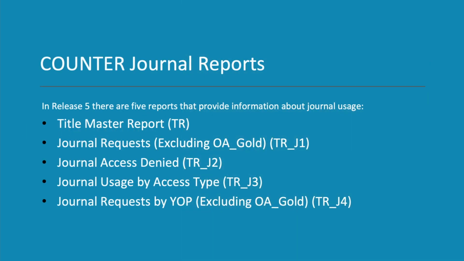Release 5 includes 5 reports that provide information about journal usage: the Title Master Report, or TR, Journal Requests Excluding OA Gold, TRJ1, Journal Access Denied, TRJ2, Journal Usage by Access Type, TRJ3, and Journal Requests by Year of Publication, or YOP, Excluding OA Gold, TRJ4.